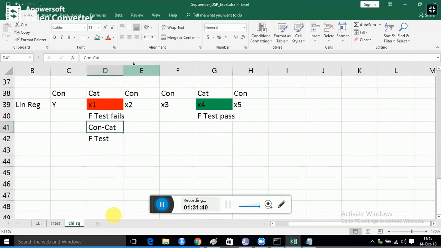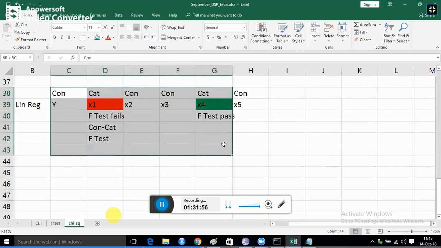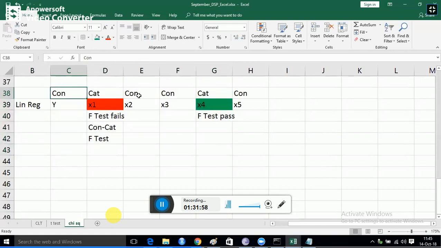Is that clear what I'm saying? Yes, this is where the F-test is used in a practical sense. One second, let me complete. This is the practical case where I'll be using the F-test. Now, I'll ask you one question. How do you check x2, x3 and x5, which are continuous, whether they're dependent on y or not? How do you check it?